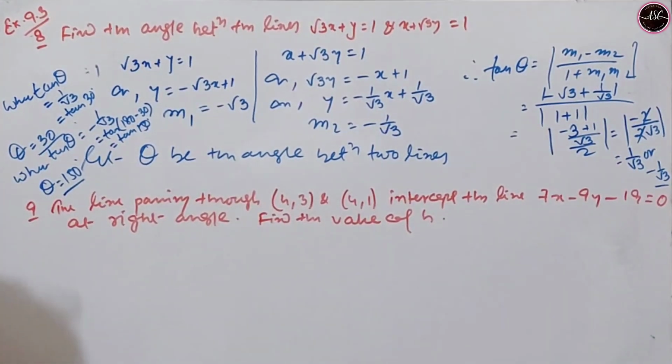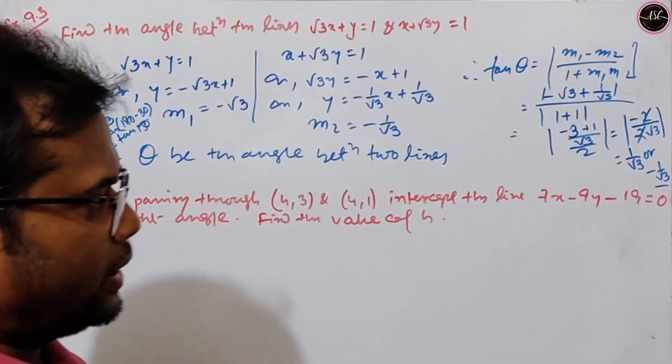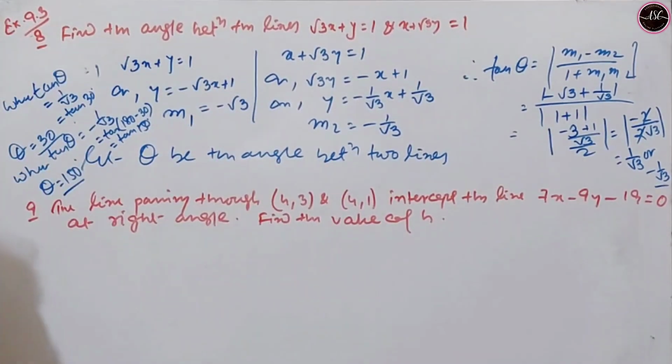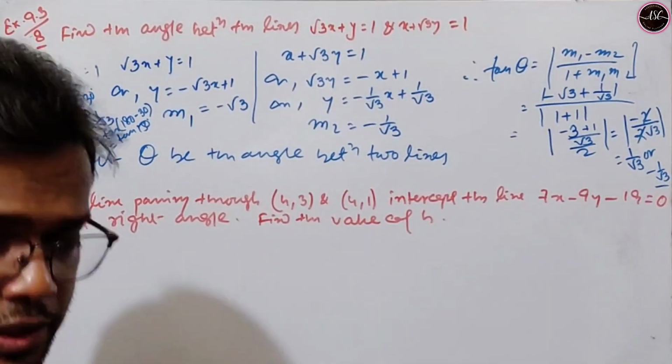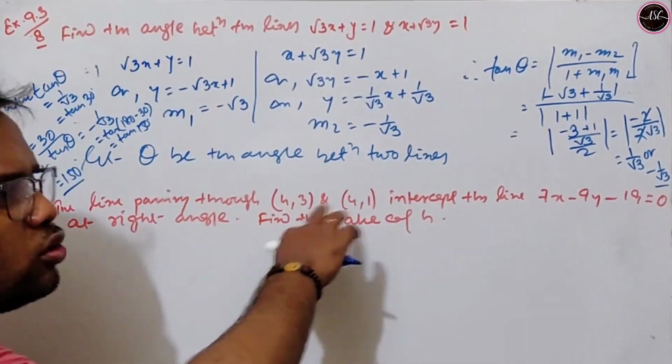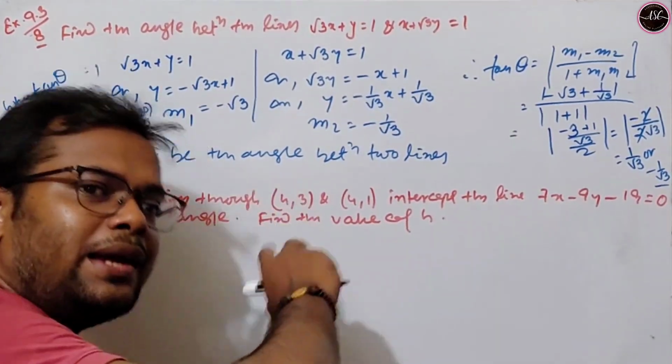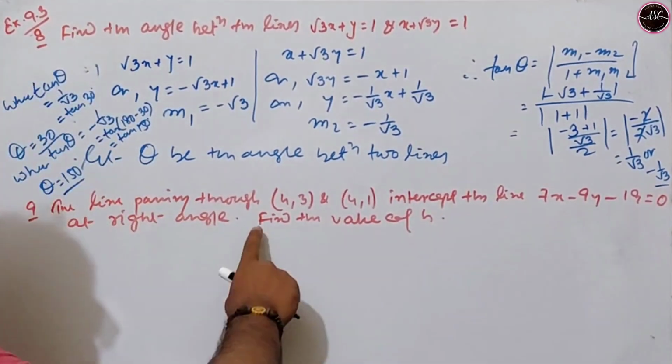Okay, just look at this question. The line passing through (h, 3) and (4, 1) intercepts the line 7x minus 9y minus 19 equal to 0 at right angle. Find the value of h. So the line passing through this point and intercepting this line at right angle, that means that line is perpendicular to this. And find the value of h.